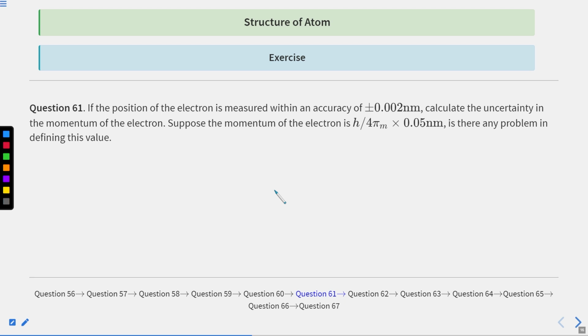Next question. What does the next question say? If the position of an electron is measured to an accuracy of 0.002 nanometer, we are given the uncertainty in position. So delta x is given actually: 0.002 into 10 to the power minus 9. I am converting this nanometer into meter. The next thing is to calculate the uncertainty in momentum, that is delta p. We have to calculate delta p, the momentum of the electron, in this form.